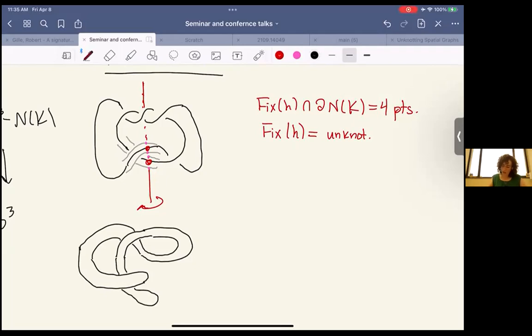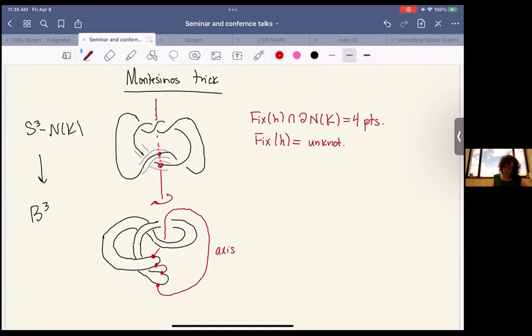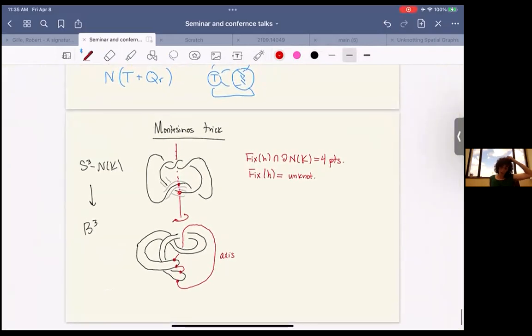Okay, and where the axis went was here: intersection, intersection, intersection, intersection. This is kind of connected by an arc. And this goes behind, and then this goes over based on the sign of the crossing. And so this was the axis. Okay, this was the fixed set, so it's still an unknot.